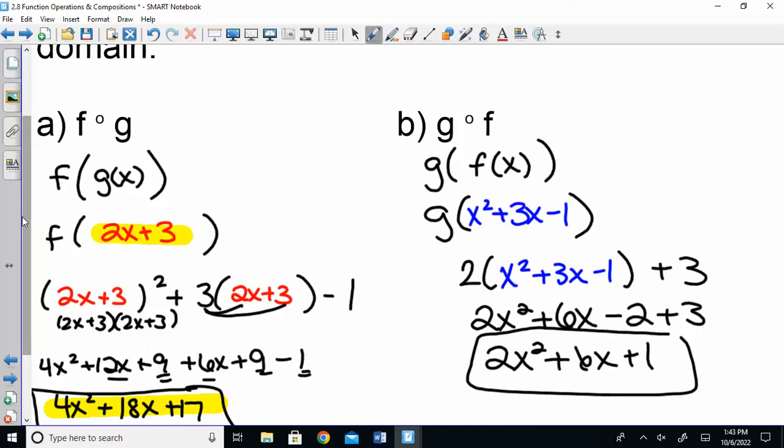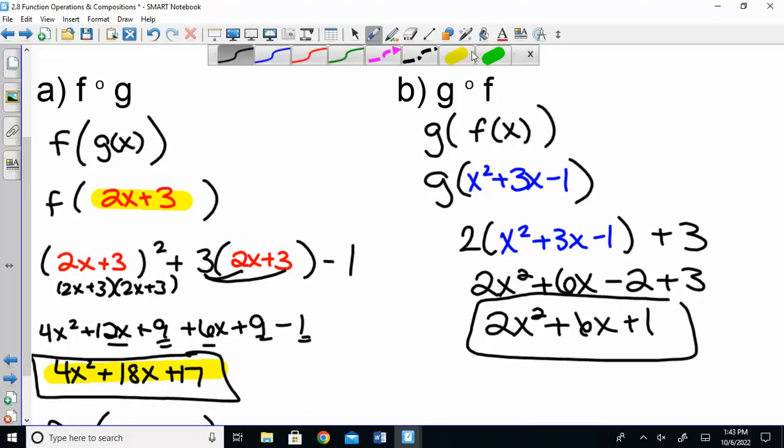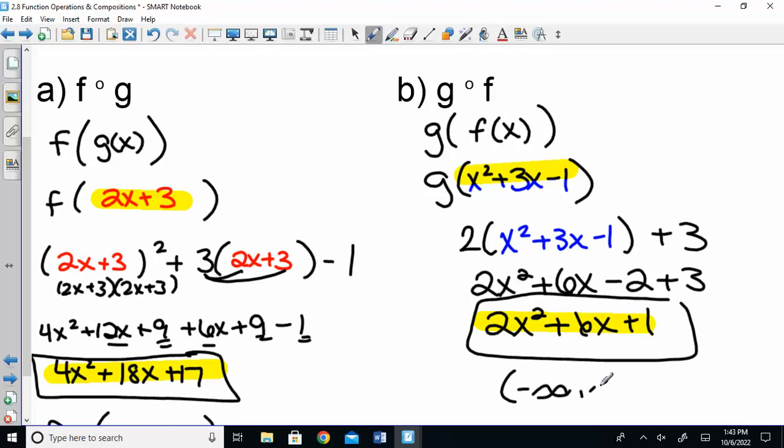Good. So, domain. We have to look at our final answer and this original inside function. Do we have any concerns there? No. So my domain is everything. Negative infinity, positive infinity. I know, wouldn't that be nice?